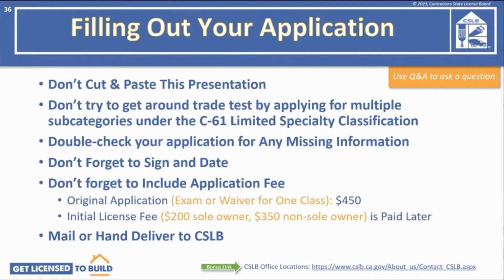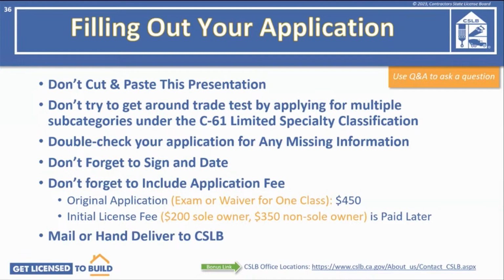One other note, CSLB gets more than 1,000 applications each month. So our application processing staff has seen it all. They've got 2 pieces of advice. First, don't cut and paste from this presentation. Also, don't try to get around having to take trade tests by applying for multiple subcategories under the C61 limited specialty classification. Okay, that is the content you will need to fill out your application.